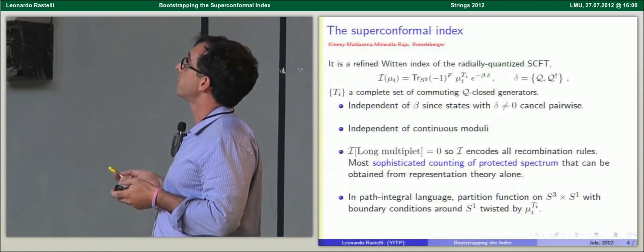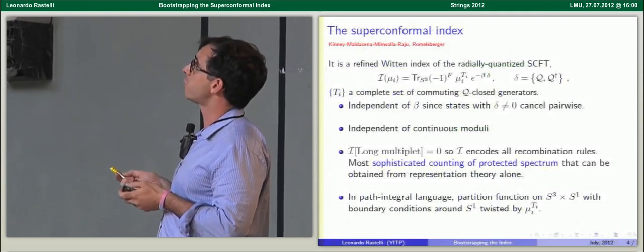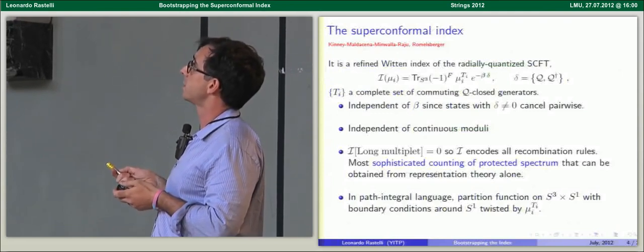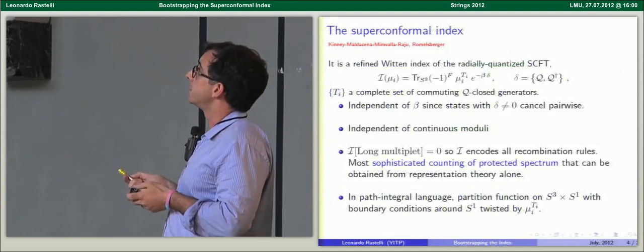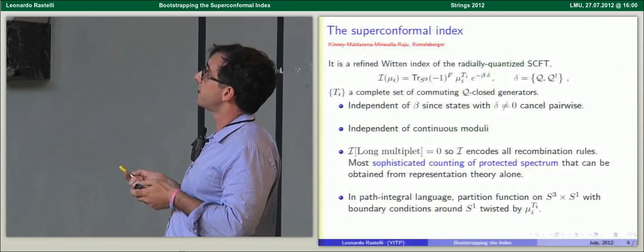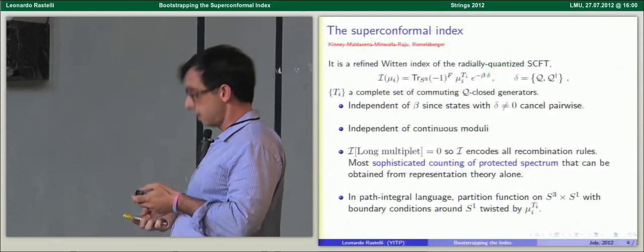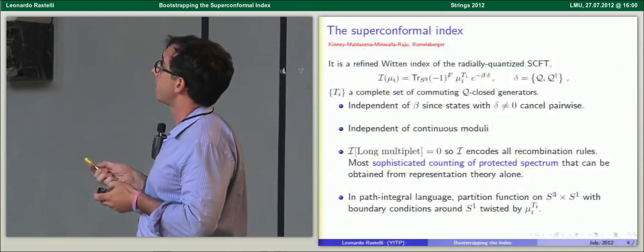Let's start with the superconformal index itself. You have a conformal field theory in any dimensions. You can look at it in radial quantization. And so in particular, in 4 dimensions, we look at the Hilbert space of the theory on the 3-sphere and compute the Witten index with the (-1)^F.